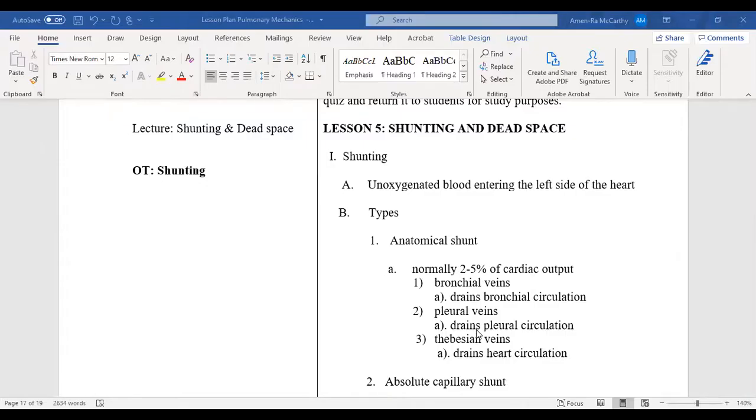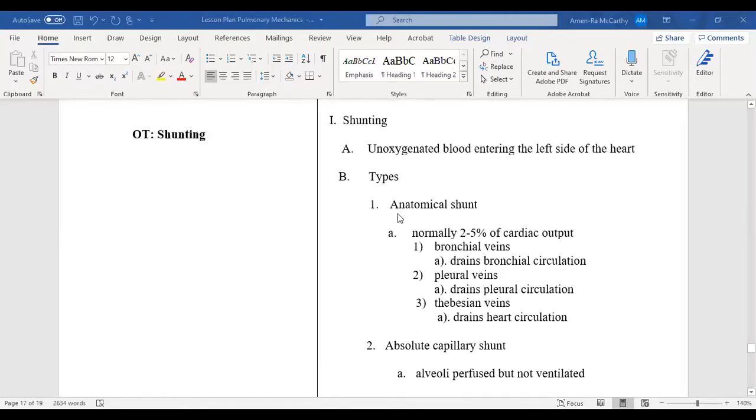So what are the types of shunt? We have an anatomical shunt. And this is something that you can't help, right? It's just anatomical. Normally about 2 to 5% of the cardiac output is an anatomical shunt. You just can't help it, right? Nothing you can do about this. And the reason why is because you have bronchial veins that drain bronchial circulation, right? And you know, veins are deoxygenated, and we have some bronchial veins that drain into the circulation, okay?